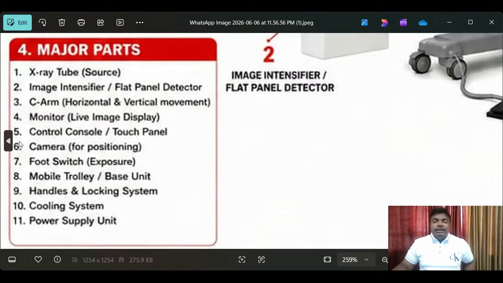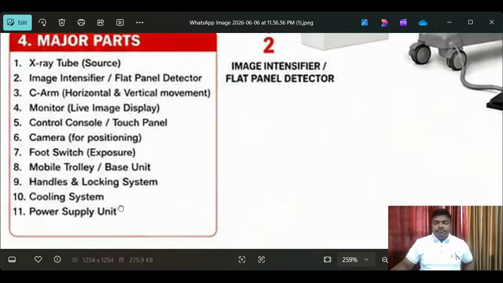Next, fifth one, control console or touch panel. Sixth one, camera for positioning. Seventh one, foot switch exposure. Eighth one, mobile trolley or base unit. Ninth one, handles and locking system. Tenth one, cooling system. Eleventh one, power supply unit. So these are the major parts in CM. As a biomedical engineer, first of all you have to know operating, exposing, and troubleshooting. Troubleshooting is very, very important. I'm going to tell you.